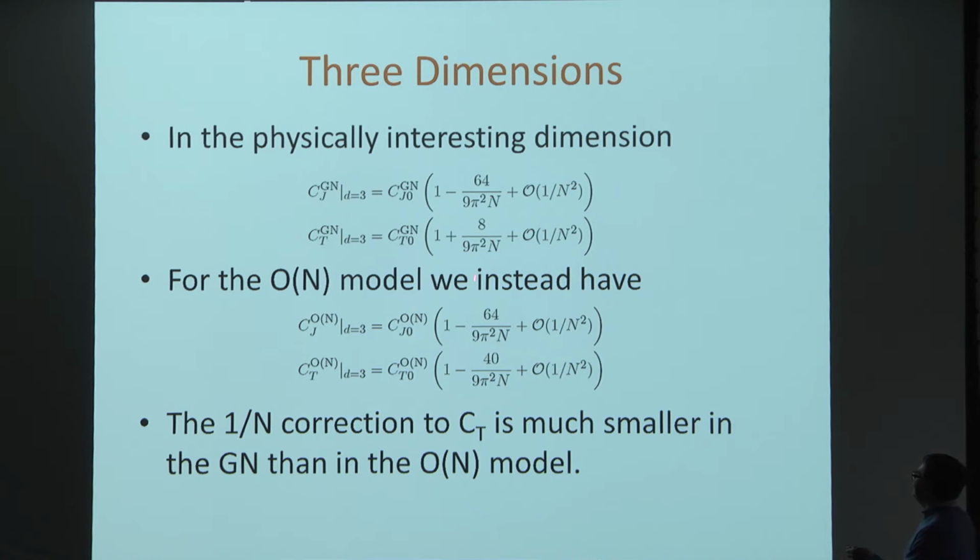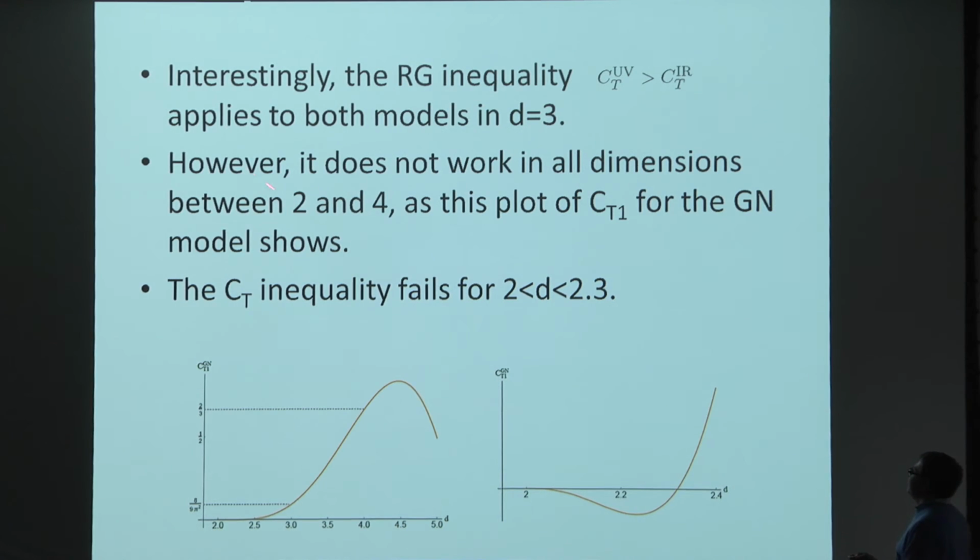As I mentioned, CJ is universal. This is the electrical conductivity, and CT, I guess, is the thermal conductivity coefficient. So these results could potentially be comparable with the data, if one finds a condensed matter system which is described by the Gross-Neveu model. But there is also a theoretical motivation, which is to test this putative RG inequality. Is it really true that CT in the UV is bigger than CT in the IR? And this was one of our theoretical motivations.